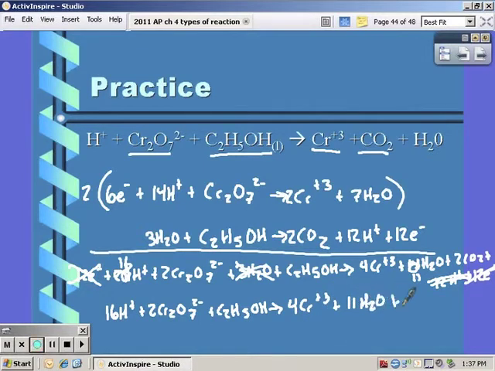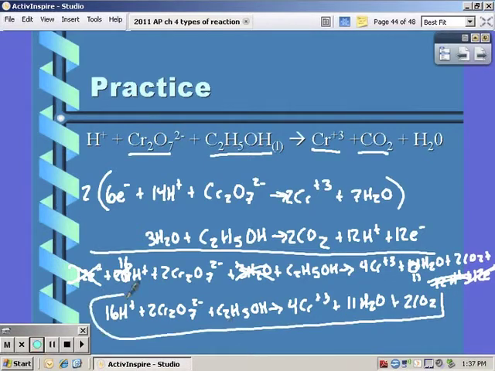And when you rewrite it, you can see where that hydrogen and water came from in the original reaction, because I have 16 hydrogen ions, 2 dichromates, 1 ethanol, 4 chromium, 2 carbon dioxide, and 11 waters.